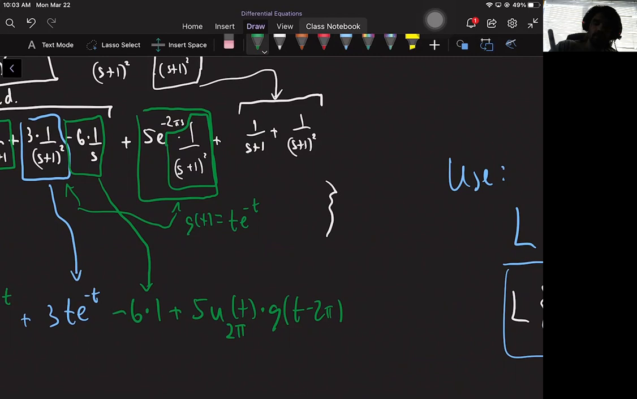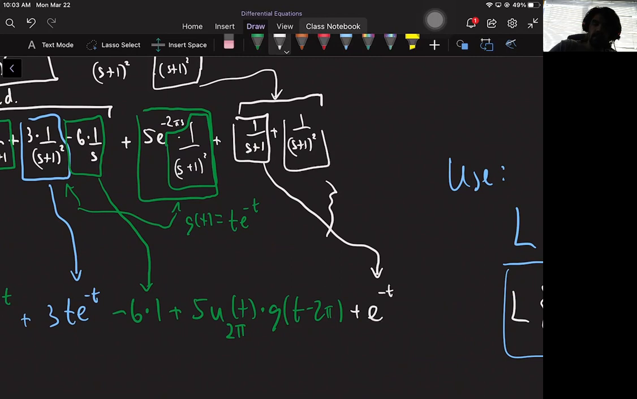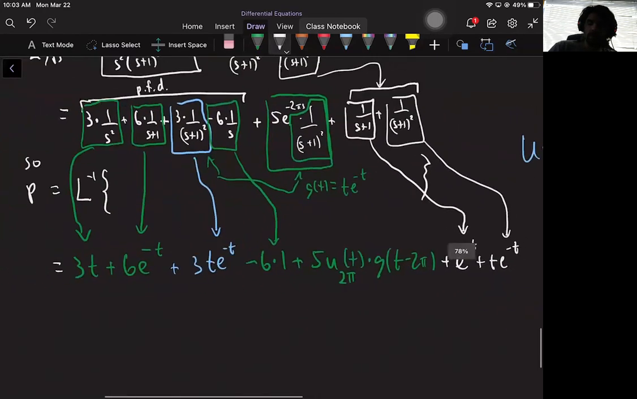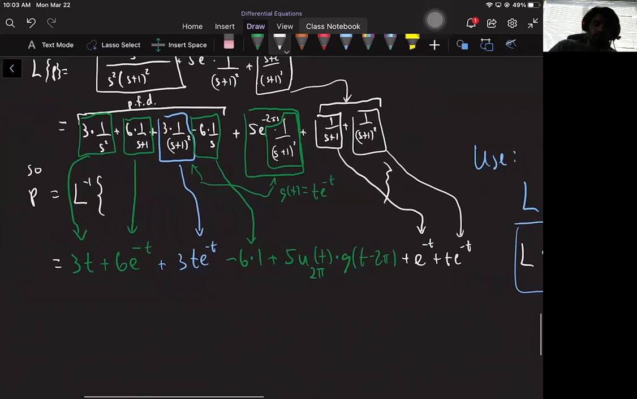Let me switch colors now because there's too much the same. All right, this guy is another exponential, e to the negative t. And here we see our 1 over (s plus 1) squared again, t e to the negative t, the same thing we just did. All right, we're just about done. We just have to simplify a little bit.